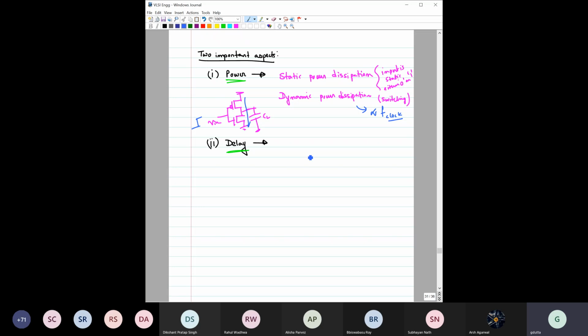Again, static power dissipation and dynamic power dissipation are also related to the temperature of operation and other factors as well. So we are doing some simplistic analysis as of now.